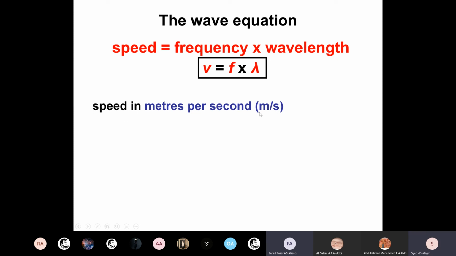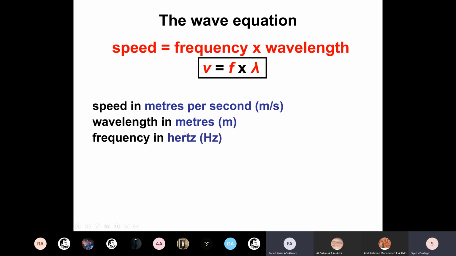Speed, we measure in meters per second. Wavelength in meters. Frequency in hertz. So if we want to find the frequency, we do frequency equals speed divided by lambda. And if we want to find the wavelength, we do wavelength equals speed divided by frequency. Simple algebra, guys. Simple stuff.